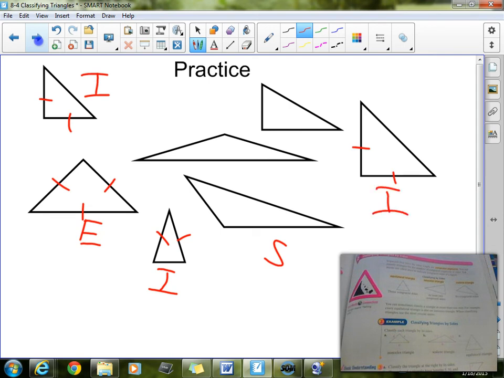This one, once again, all three sides are different, so it's going to be a scalene triangle. And then finally, this side and this side are the same, but this one's clearly not the same, so that's going to be an isosceles triangle.